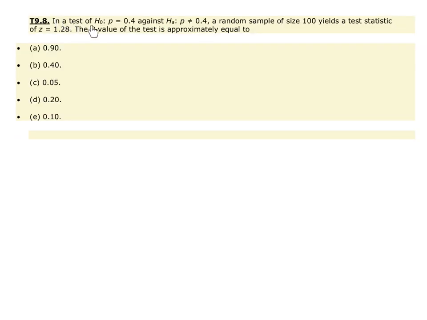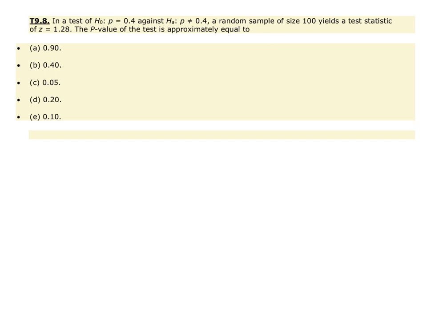Number 8, a test of H sub O, p is equal to 0.04, against H sub A, p does not equal 0.04, so a two-sided test. A random sample of size 100 yields a test statistic of z equals 1.28. The p-value of the test would be approximately equal to what?